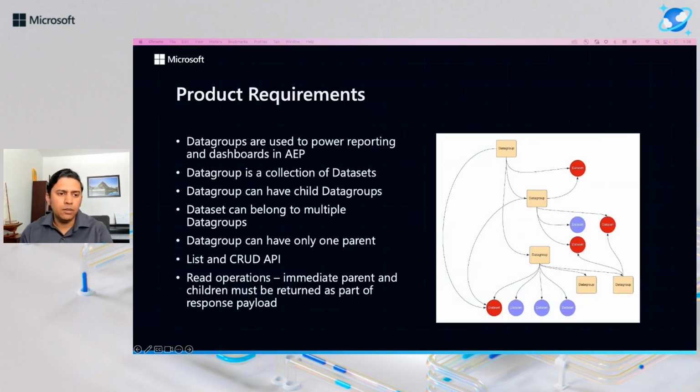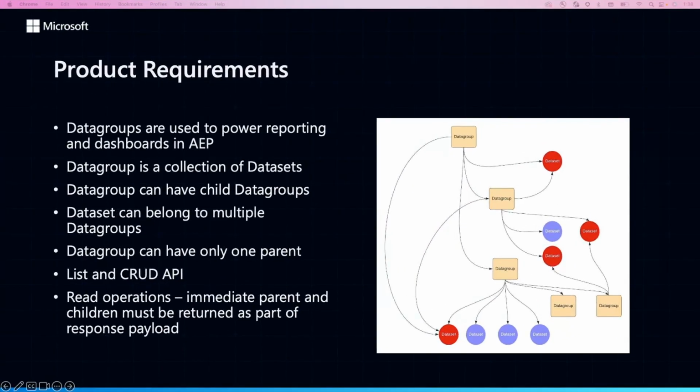As mentioned earlier, the data groups are used to power reporting and dashboarding. A data group has a collection of datasets, and it can also have a list of child data groups. And it's also important to know that a dataset can belong to multiple data groups to power different report panels. However, a data group cannot have more than one parent.